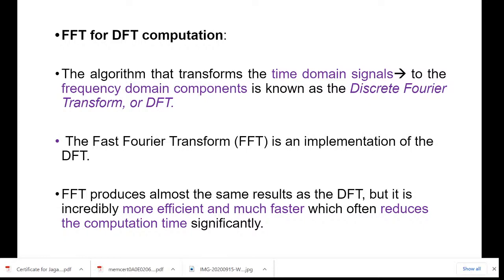And regarding the FFT, it is one method of computing the DFT. The algorithm that transforms the time domain signals to the frequency domain components is known as the discrete Fourier transform, or DFT. And what is FFT? FFT is a way of implementing DFT. You have seen that using some equation you can find the DFT. But using the FFT method, the computation of DFT is more efficient and much faster.